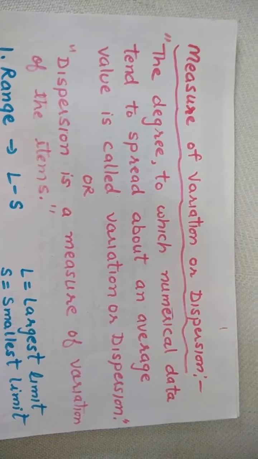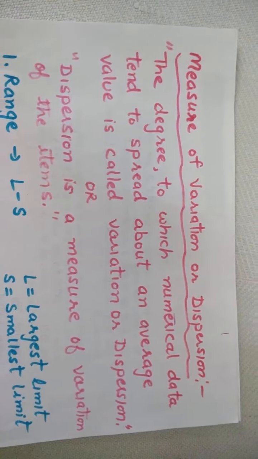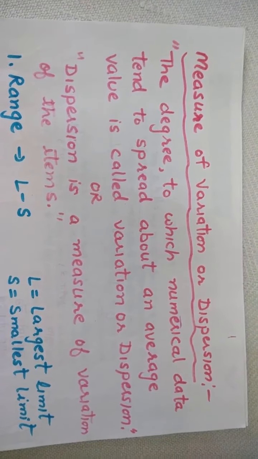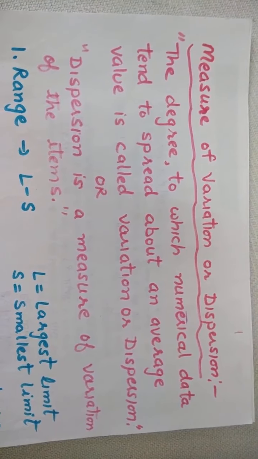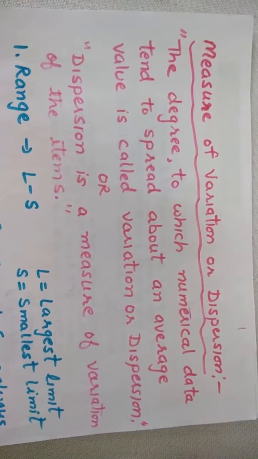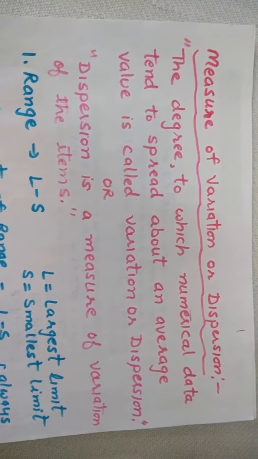Today our chapter is dispersion. What is the meaning of dispersion? The degree to which numerical data tend to spread about an average value is called variation or dispersion. Or dispersion is a measure of variation of the items.